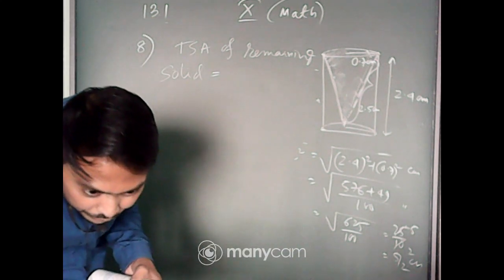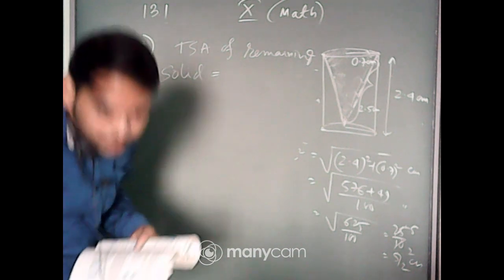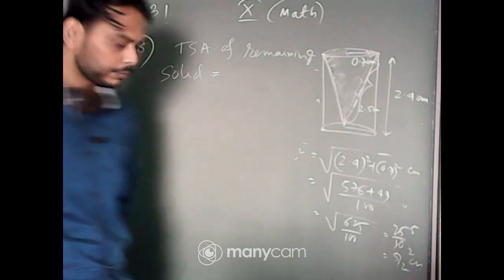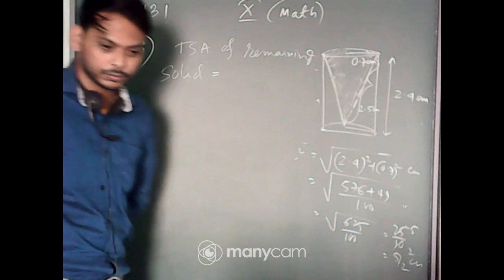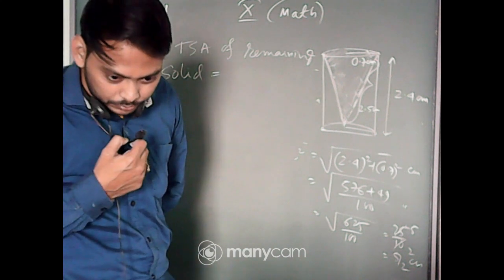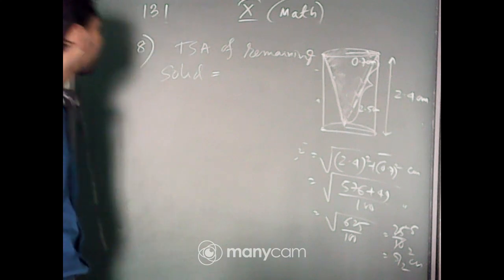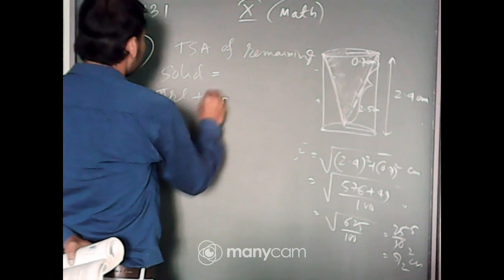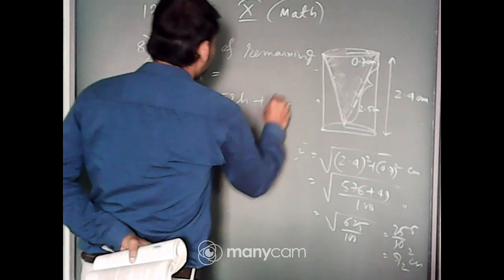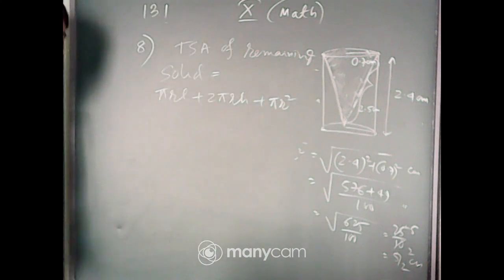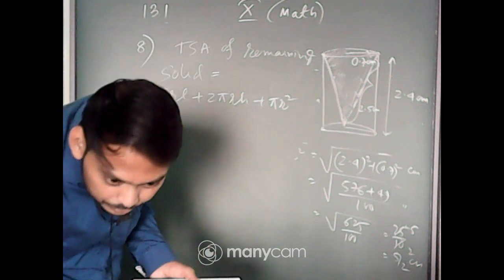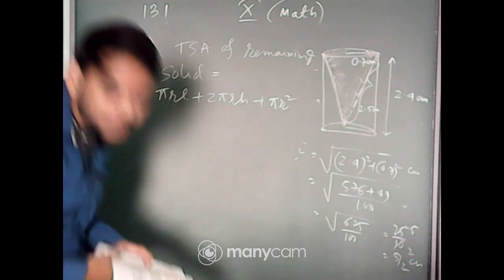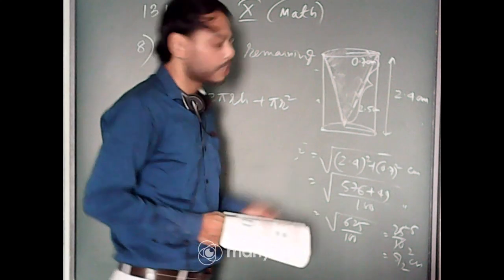Yes, 5 by 2, 2.5. So now the TSA, that means here it will be pi RL plus 2 pi RH plus pi R square. Also one circle, the lower base. Yes, Srijan, I got your answer, but tell me first of all step by step.